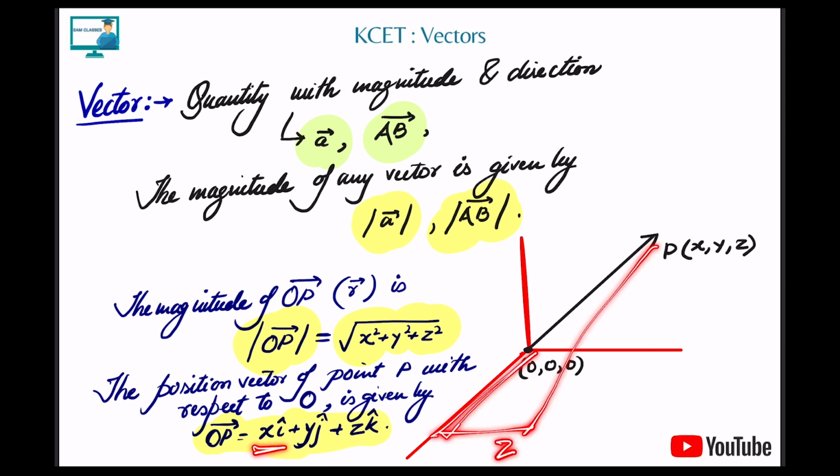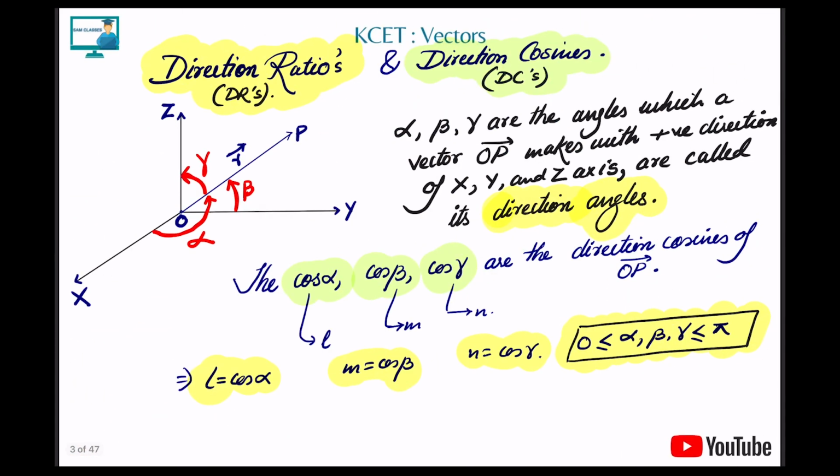This means that in the i cap direction I went x units, along j cap I went y units, and along k cap I went z units. That is basically the meaning of a point in xyz: along the x-axis the coordinate is x, along the y-axis y, and along the z-axis z. Pretty simple as it is.